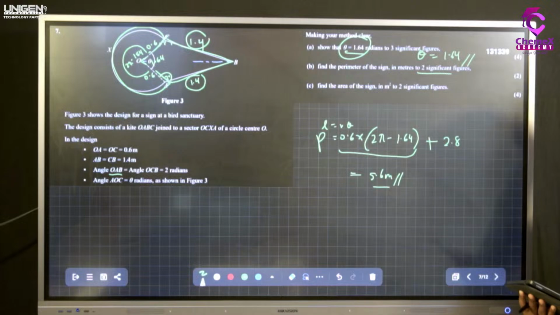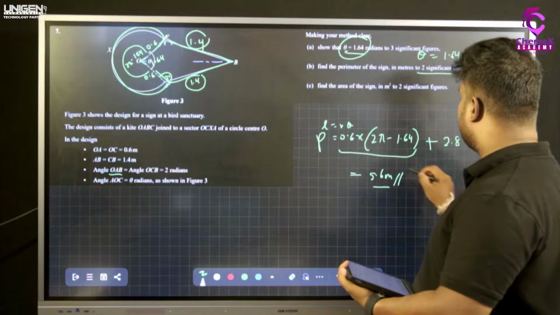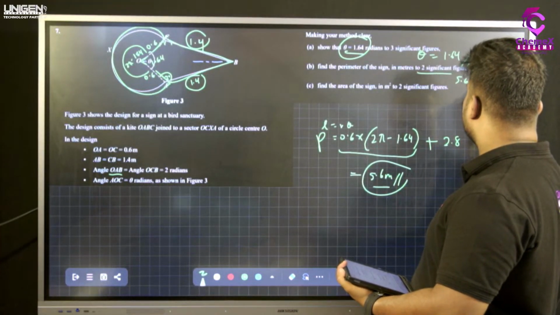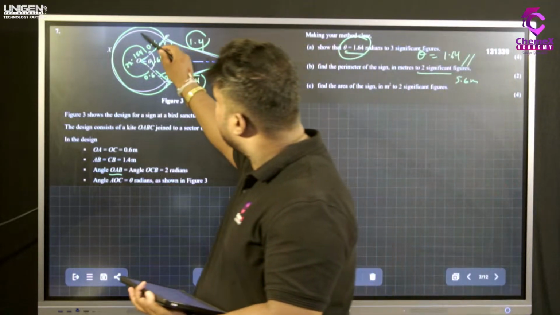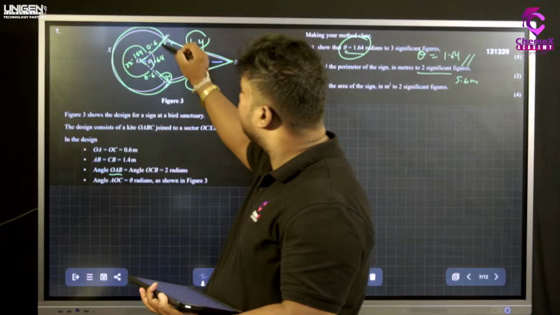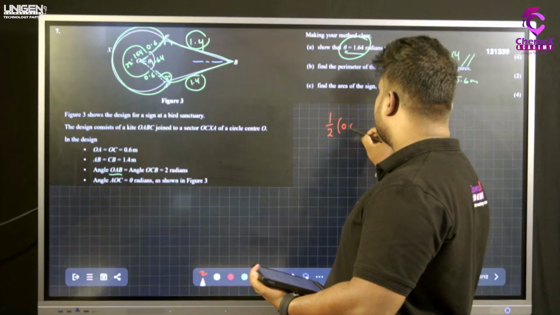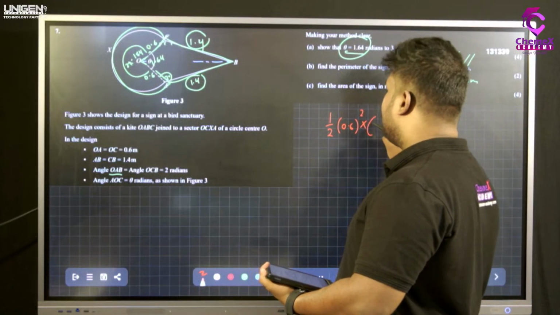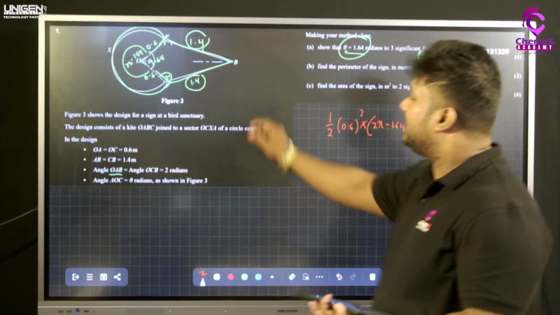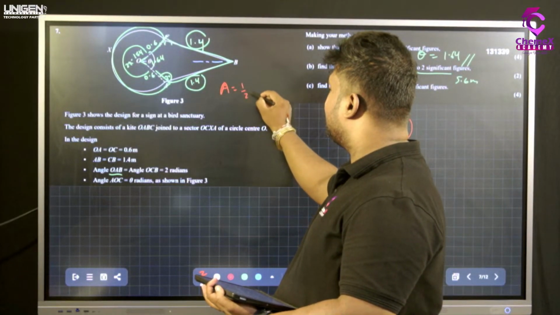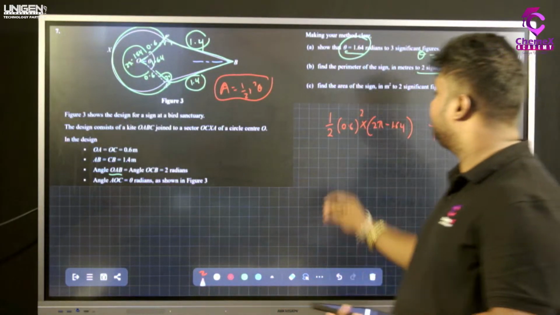C1, find the area of the sign. If you want the area, so this answer I'll write it here, 5.6 meters. Then to find the area, how do you get the area of this circular part? Half into r, 0.6 squared into 2 pi minus 1.6. Understood? You have to remember the half r squared area equation. That is what we use. That's plus, what?